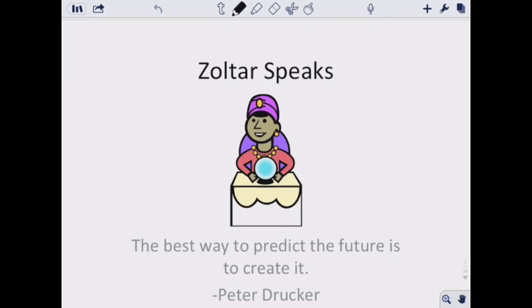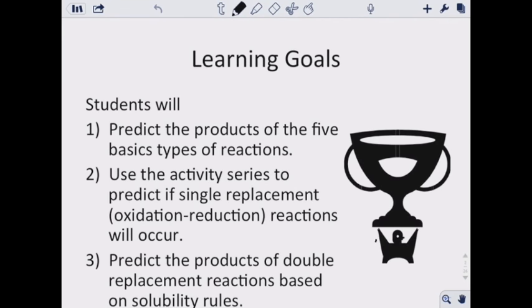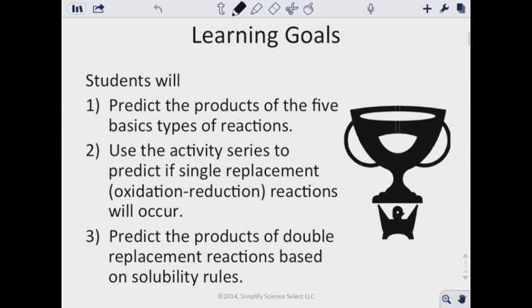And so what we're going to do here is we've already talked about chemical reactions, balancing chemical reactions. We talked about the types of reactions, and so this is about predicting reactions. So what we'll do is we'll try to predict the products of the 5 basic types of reactions.